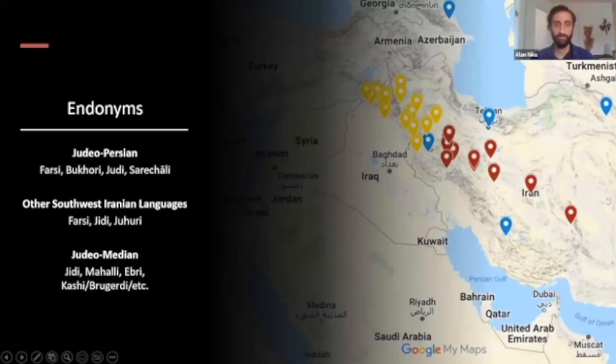So one thing is that if I were to go up to a speaker of one of these languages and ask them if they speak Judeo-Median, they would have no idea what I'm talking about. That's a term that is used by a few academics nowadays to describe these languages. The people who speak them call them different things.